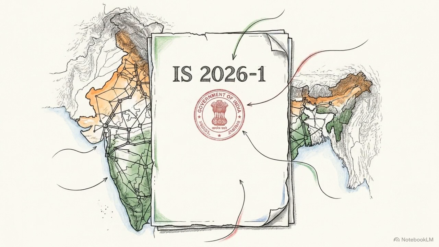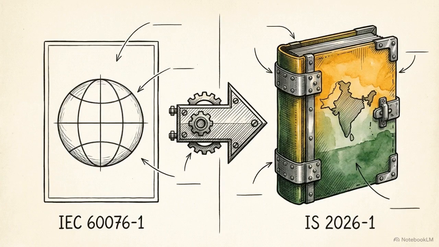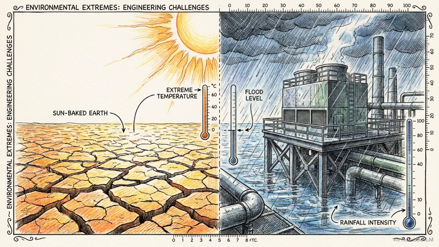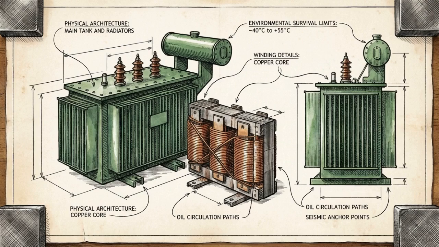In India, that operational envelope is defined by IS 2026-1. This is the definitive standard for general power transformers, adapted directly from the international IEC 60076-1 blueprint, but calibrated specifically for regional environmental realities. This standard functions as a legally binding framework, defining environmental survival and physical architecture, rather than simply listing parts.